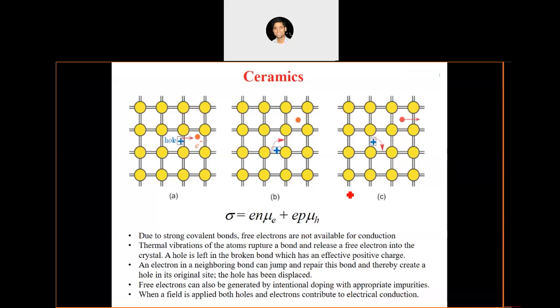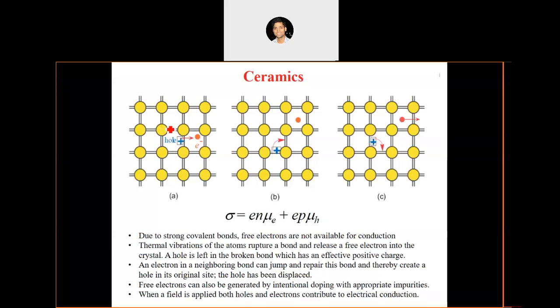They are shared by all the atoms in the crystal. Now, in ceramics, we have very strong covalent bonds. Covalent bond is one of the strongest bonds, right? It is stronger than metallic bond as well as other bond types which we have seen in the first chapter. So covalent bonds are very strong and it is very difficult to break them.